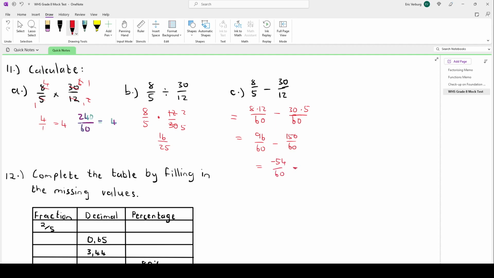And we can see this can still simplify further. So 54 and 60 can both be divided by 6. So that gives us negative 9 over 10. And now negative 9 over 10 is exactly the same as 9 over negative 10. And that's exactly the same as negative 9 over 10. So it doesn't matter if the negative is at the top, at the bottom, or in front. As long as there's only one negative, it's the same thing.